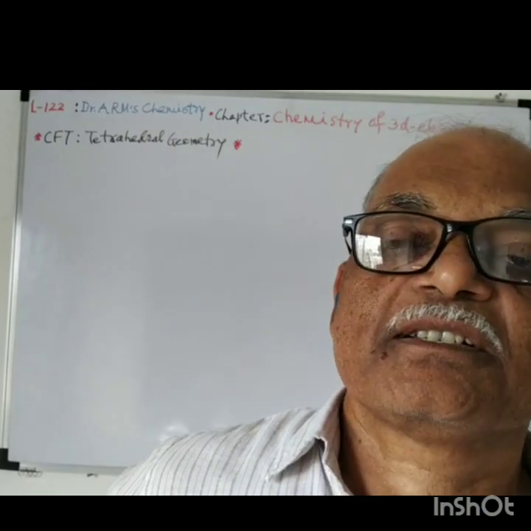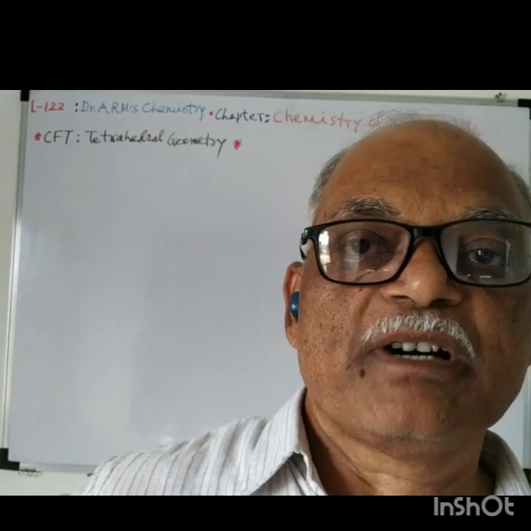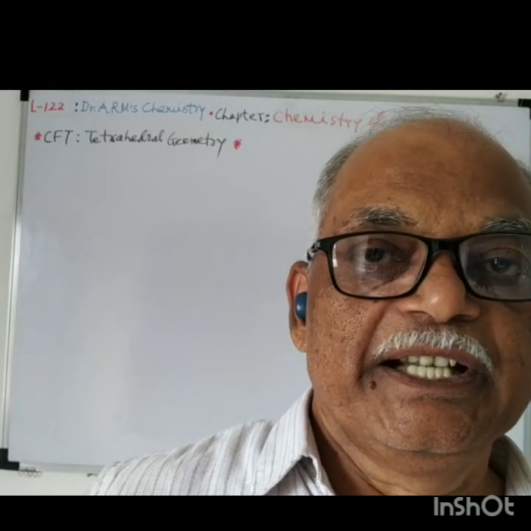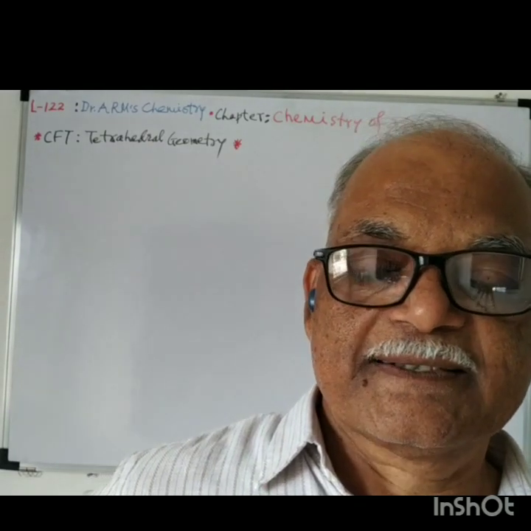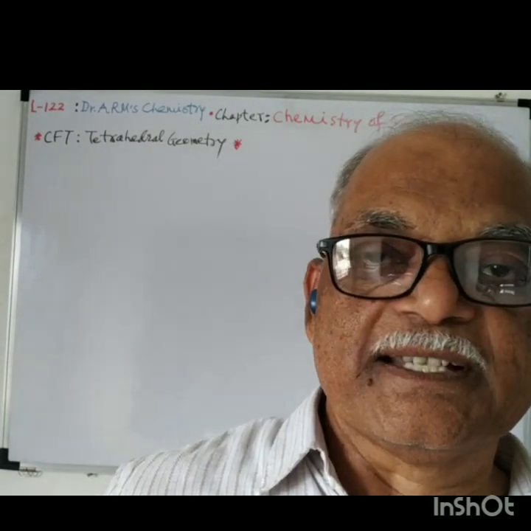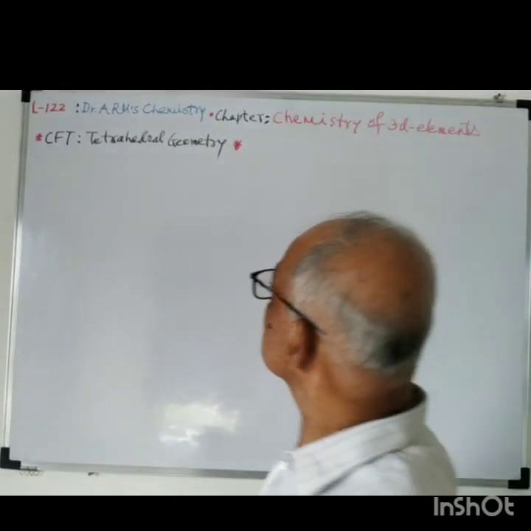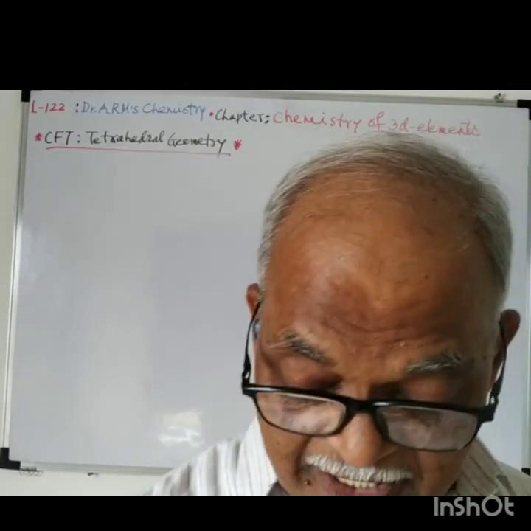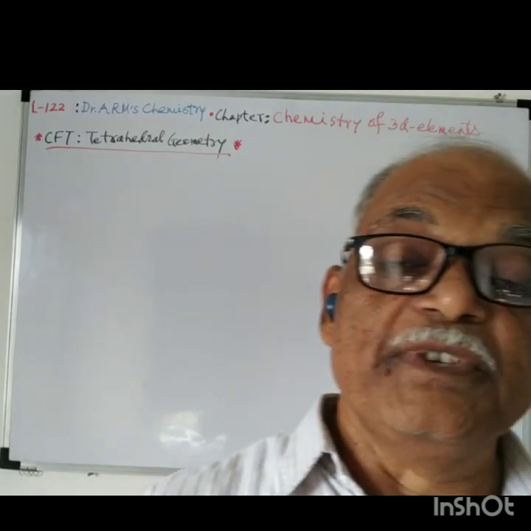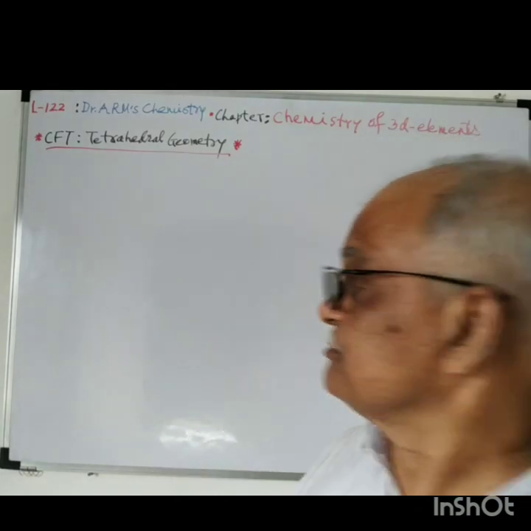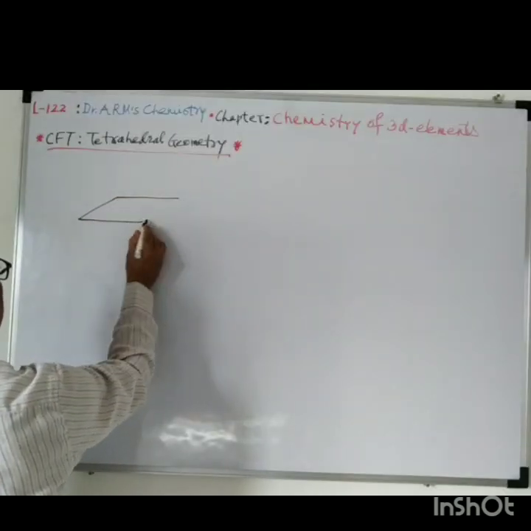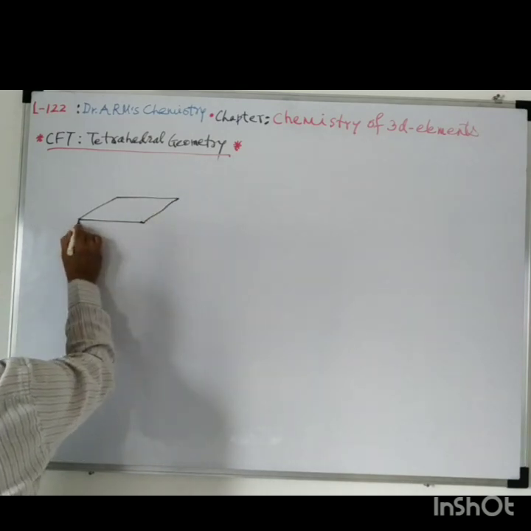Friends, we were discussing crystal field theory for coordination compounds, and we have seen the crystal field theory for octahedral complexes. Now we will see the next geometrical arrangement, that is tetrahedral geometry. This tetrahedral geometry is visualized in a cubic structure in this way. So we can draw this cubic shape in this way.